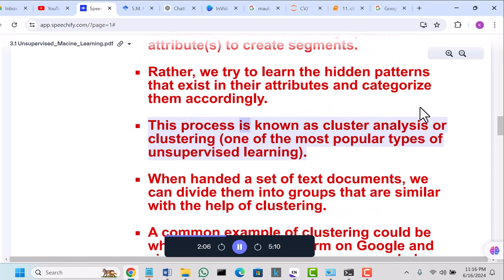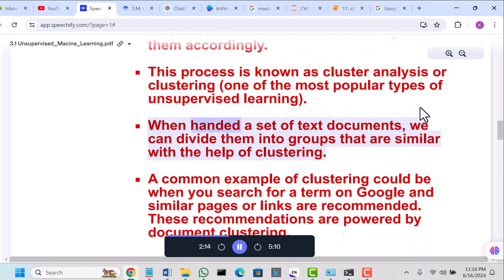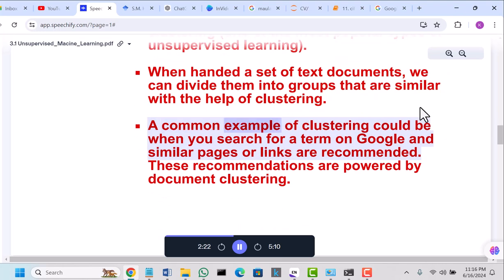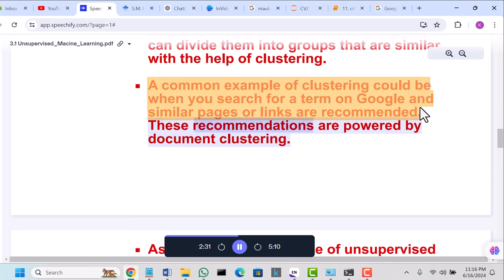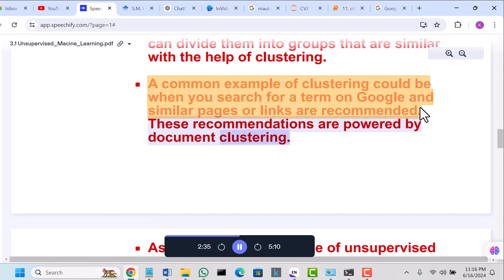This process is known as cluster analysis or clustering, one of the most popular types of unsupervised learning. When handed a set of text documents, we can divide them into groups that are similar with the help of clustering. A common example of clustering could be when you search for a term on Google and similar pages or links are recommended. These recommendations are powered by document clustering.